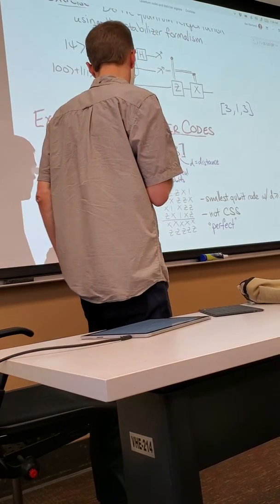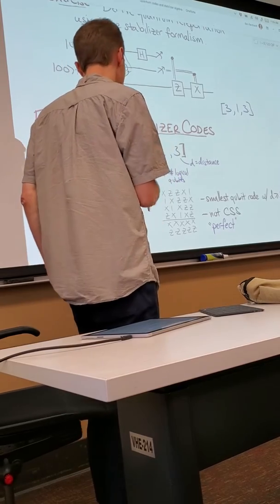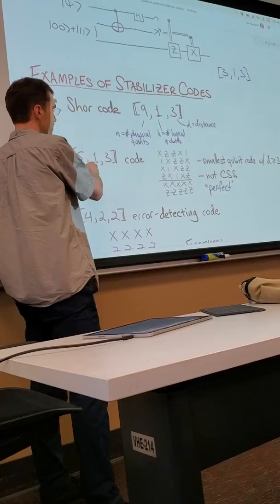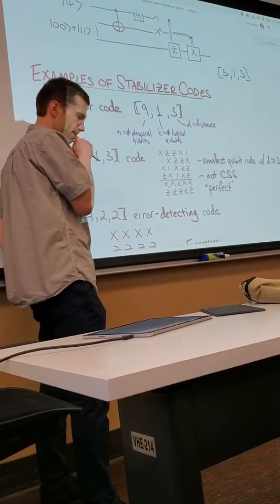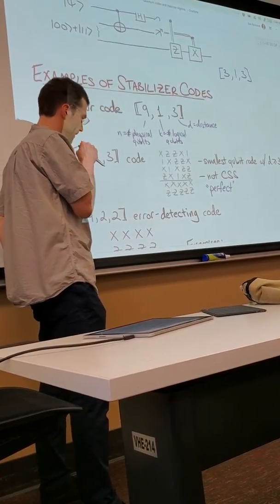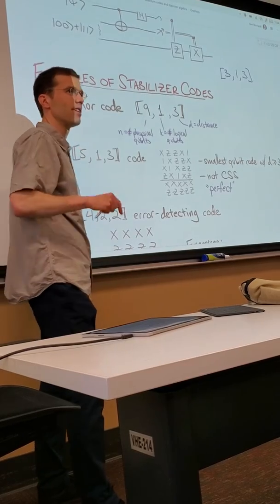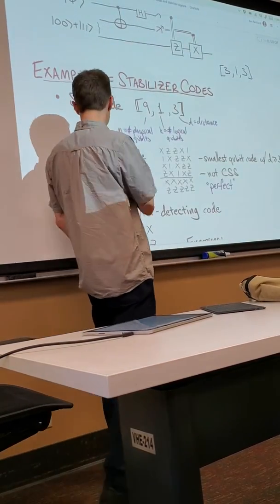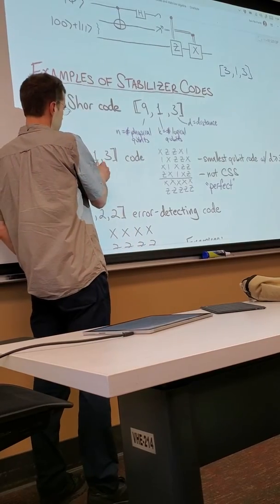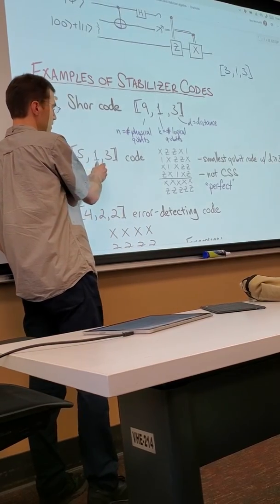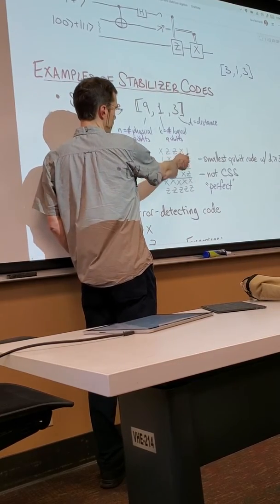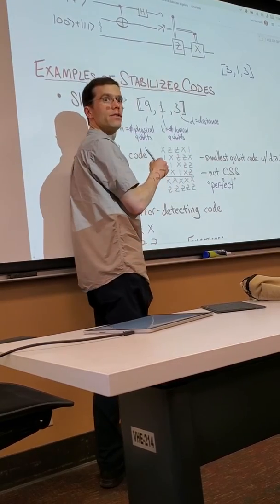So for example, I'll do some examples. Here, this is an interesting code. This is a 5 1 3 code. I don't think it has a special name. I think you just call it the 5 1 3 code. And so here there's 5 physical qubits, 4 independent stabilizers. Here are the stabilizers: X, Z, Z, X, I, and its cyclic permutations.